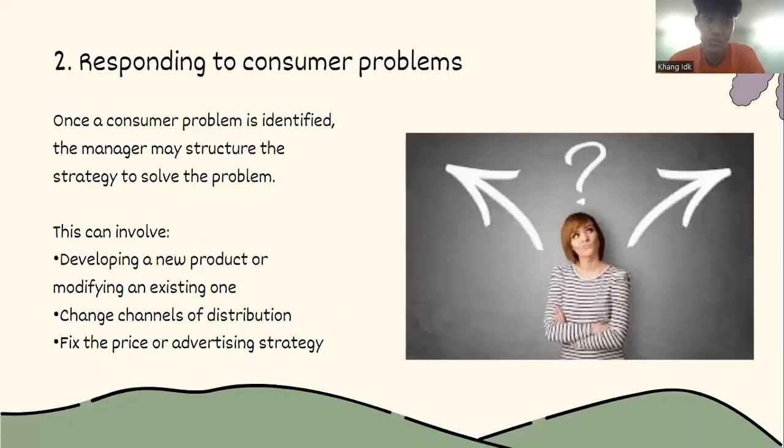The second step is responding to consumer problems. Once a consumer problem is identified, the manager may structure the strategy or their marketing mix to solve these problems. This can involve developing a new product or modifying an existing one to better cope. They can change the channels of distribution. They can also fix the pricing or advertising strategy.